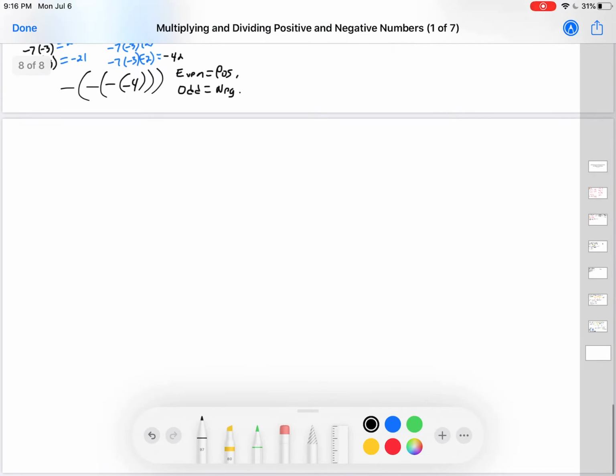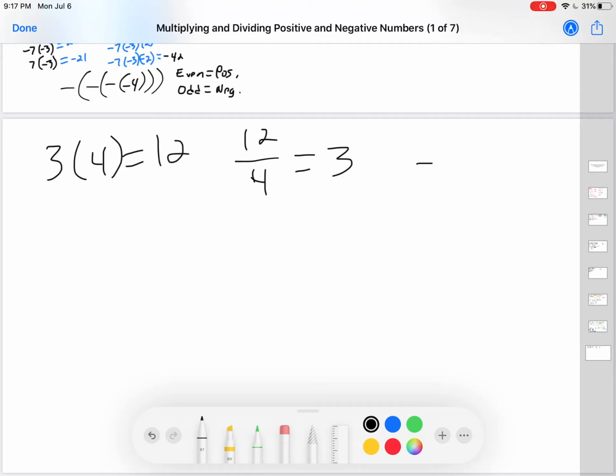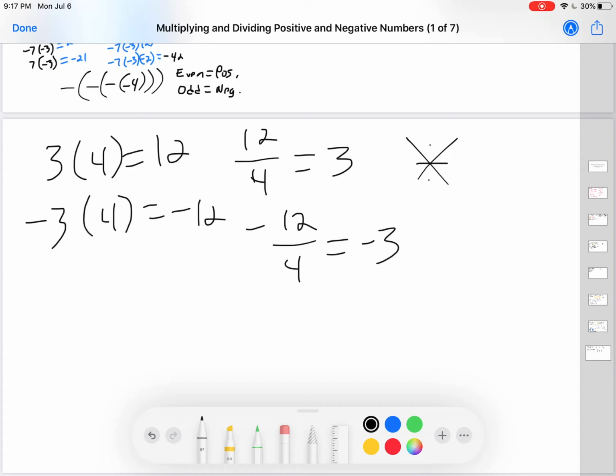Now, I promised you that we would also be doing division, and so we are. Okay. 3 times 4 equals 12, so 12 divided by 4 equals 3. By the way, I don't use this symbol. It's stupid. I just write it like fractions. Fractions are divisions. 12 divided by 4 is 3. Negative 3 times 4 equals negative 12. Negative 12 divided by 4 has to be negative 3. I'm just going backwards.